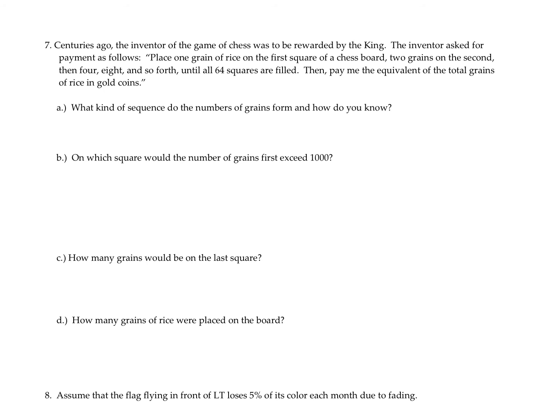The inventor asked for the payments as follows. Place 1 grain of rice in the first square of the chessboard, 2 grains in the second, 4, then 8, and so on and so forth to fill all 64 squares. Then pay me the equivalent of the total grains of rice in gold coins. So what kind of sequence is this?